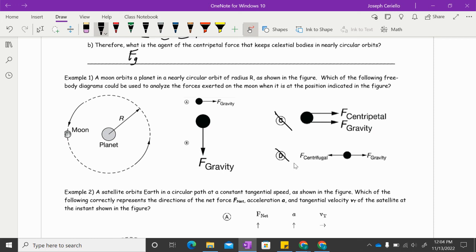A lot of people think the answer here is B because they say gravity always points down. That's only true if you're on a planet. Now we're kind of looking at planets from a distance. The force of gravity always acts towards the planet. So in that case, it would actually be A. Now this should kind of make sense because to keep something moving in a circular path, the net force has to be directed towards the middle of the circle.